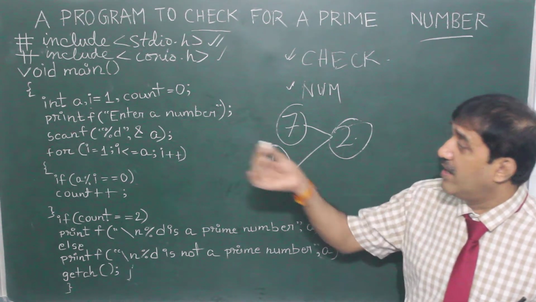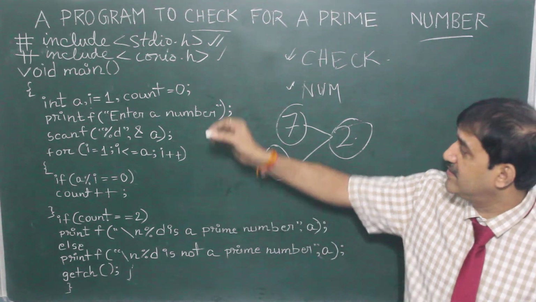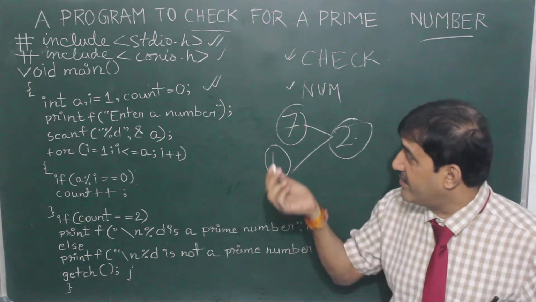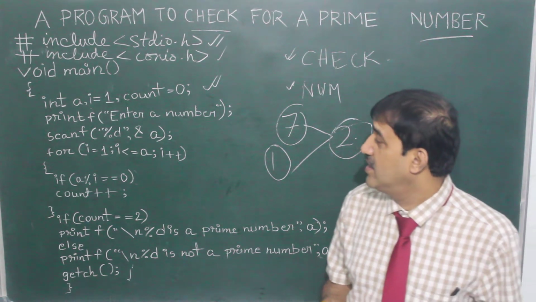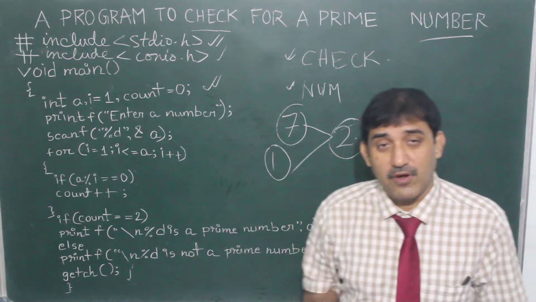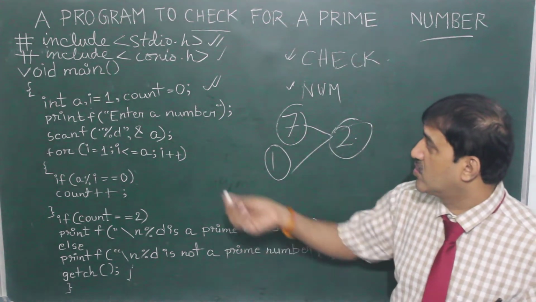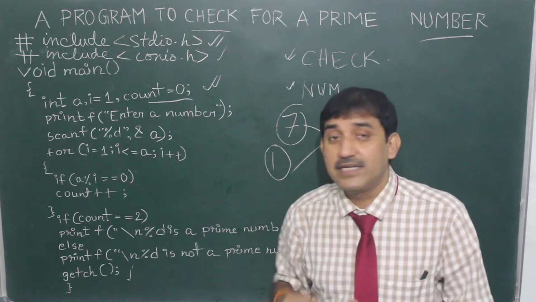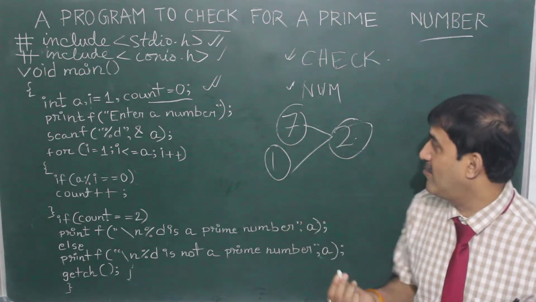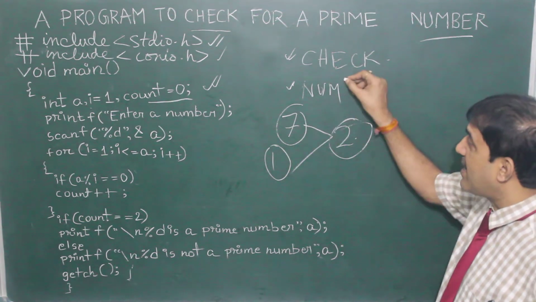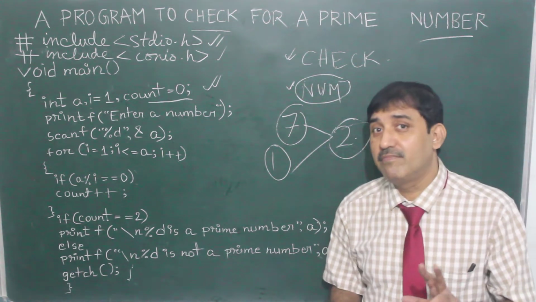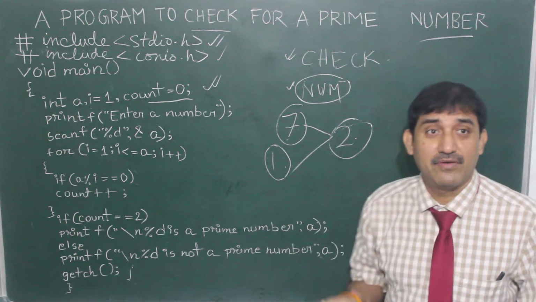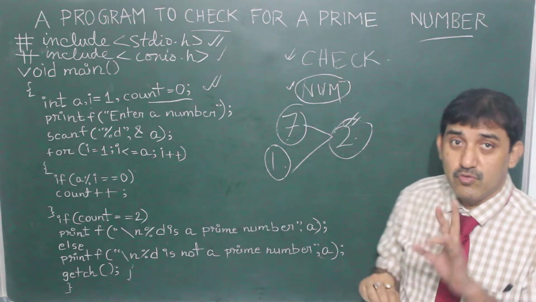Now, initialization is the first part. We are initializing the variables: I is equal to 1 and count is equal to 0. This variable count will be counting. I have told you that for any number to be a prime number, only two numbers will be present, the number itself and 1. I have taken the example of 7, so two numbers, that is 7 and 1.